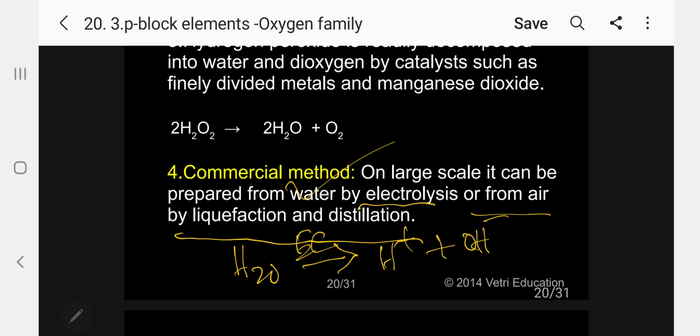When you pass electric current, what will happen? H+ will move towards the negative electrode. OH- will move towards the positive electrode. What will happen now? At the positive electrode, oxygen will be liberated. Please follow. Oxygen will be liberated.